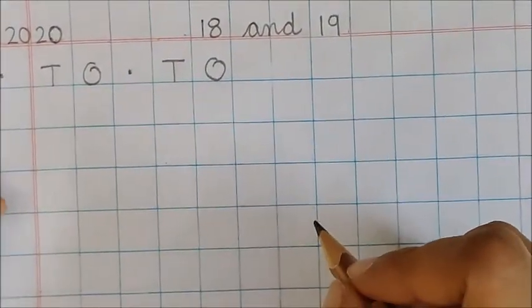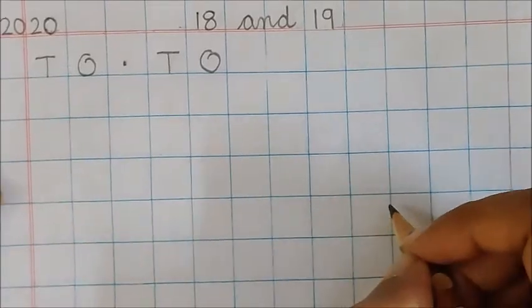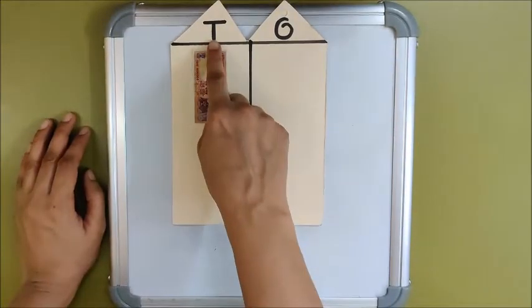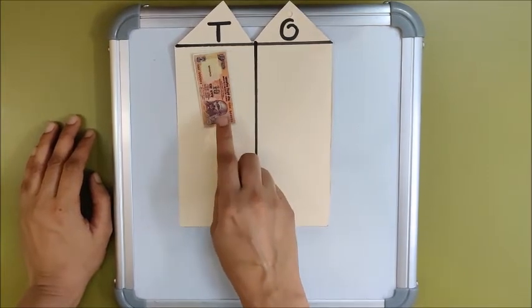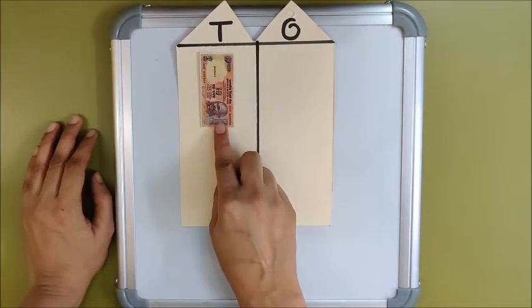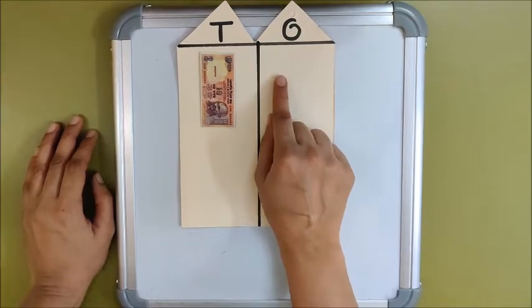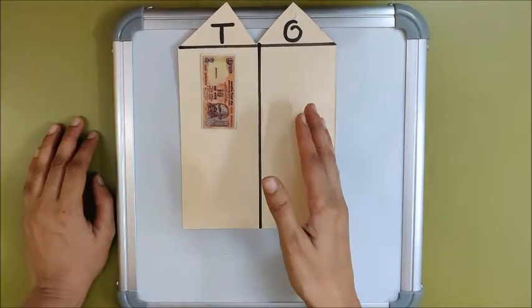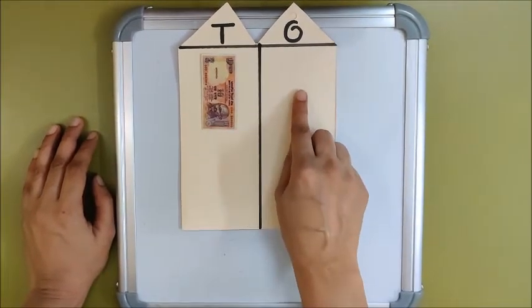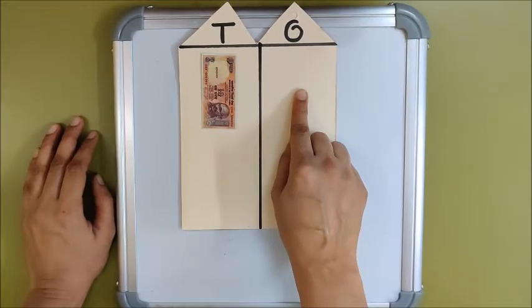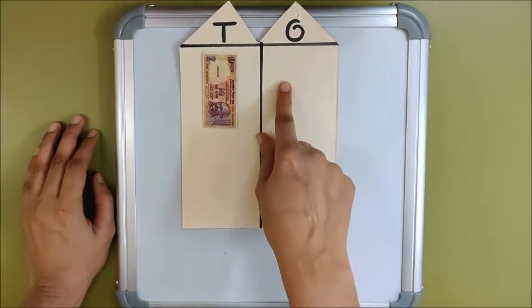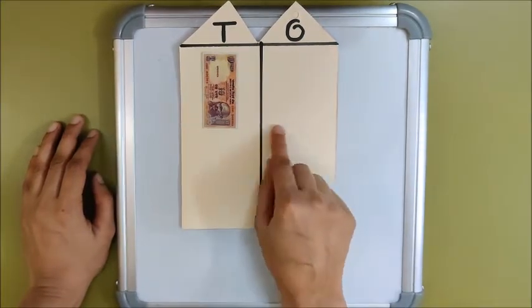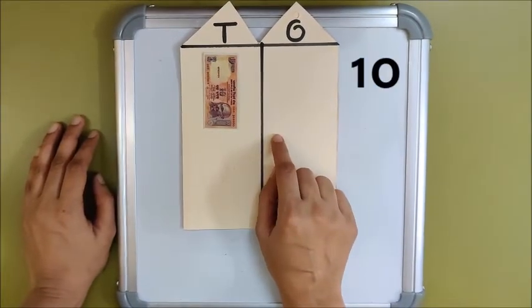Okay, children? Now, children, tell me, who is in 10's house? We have 1 ten in 10's house. And who is in 1's house? Nobody. We have nobody in 1's house. So, children, what number is this? 1 ten and 0 extra is number 10.